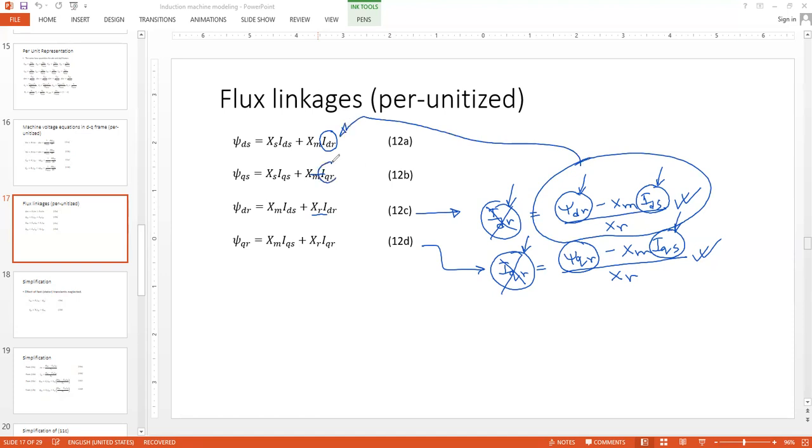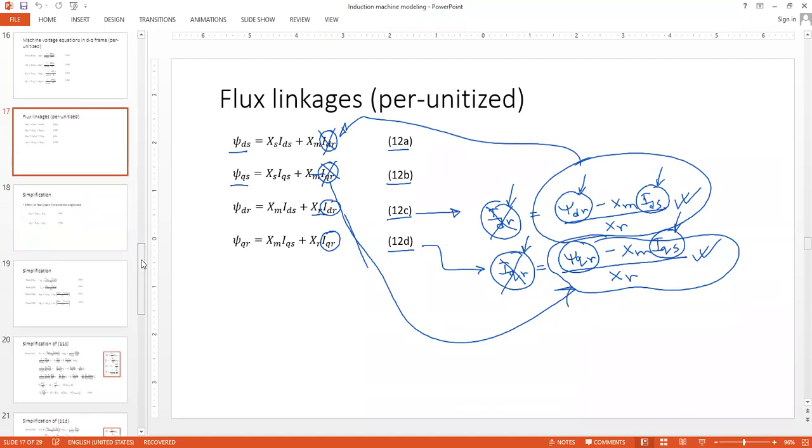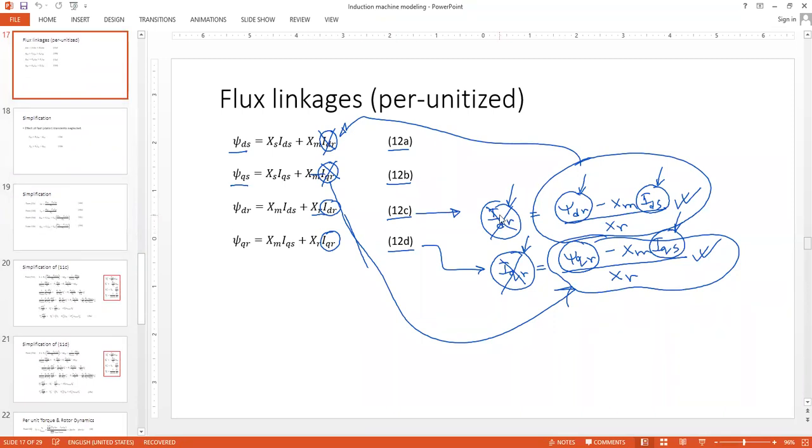In 12B, we can replace IQR by this one. So this is one place where we can replace IDR and IQR. What we are doing, in summary, is simply using the expressions 12C and 12D to get some equivalent expressions for IDR and IQR, and replacing them in equations 12A and 12B so that ultimately psi ds and psi qs can be represented with the help of variables other than IDR and IQR. This is one of the simplifications that we can do by these expressions for IDR and IQR.